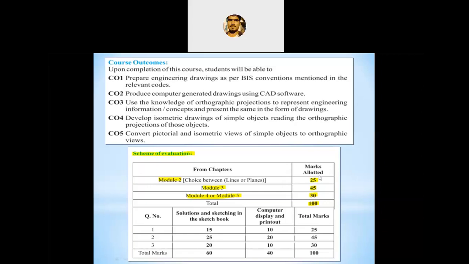Okay, so first you have to draw the same drawing manually, either in the sketchbook or on the sheets we give. You have to draw it manually, so that has 60 percent weightage in the 100 marks. And the same drawing you are going to draw in the CAD software. Okay, either Solid Edge, Unigraphics, Pro E, whichever software is given by the college, you have to draw it. So it is a weightage of 40, total 100 marks.